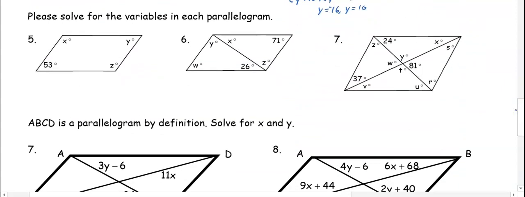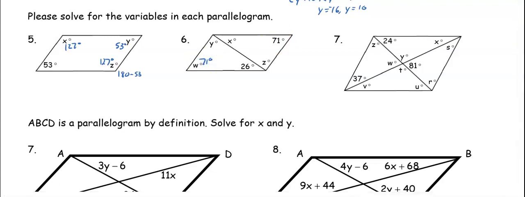Dealing with more angles in a parallelogram, we want to find our missing angle measurements. Remember we said opposite angles are congruent, so 53 and y is also going to be 53. And our angles next to each other are supplementary, so we can subtract from 180. So 180 minus 53 is going to give us 127 degrees for x and z. In number 6, we have 71 degrees, so we know W is 71 degrees.